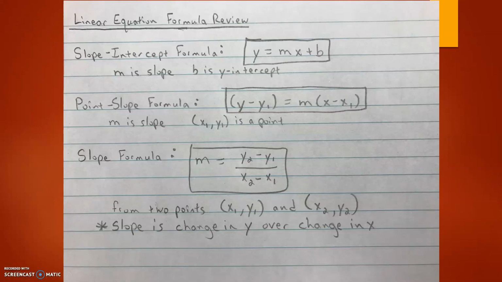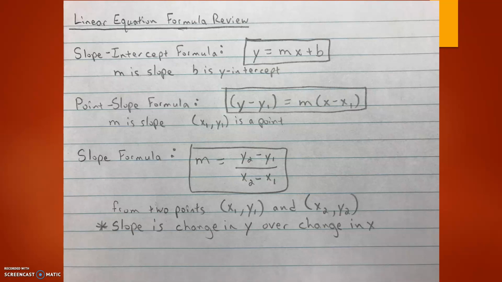I'll start off by giving you all the formulas in one place. So these are formula reviews. The slope-intercept formula is y equals mx plus b, where m is the slope and b is the y-intercept.